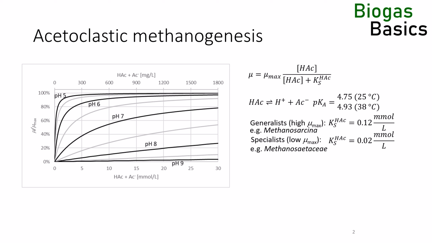Methanosarcina are typical generalists with minimal doubling times of around 7 hours. Methanosaeta are typical specialists with doubling times of 40 to 100 hours, but lower Monod constants. The Monod constants of acetoclastic methanogens measured for generalists are around 120 micromoles per liter. For specialists, this number can drop to 20 micromoles per liter.